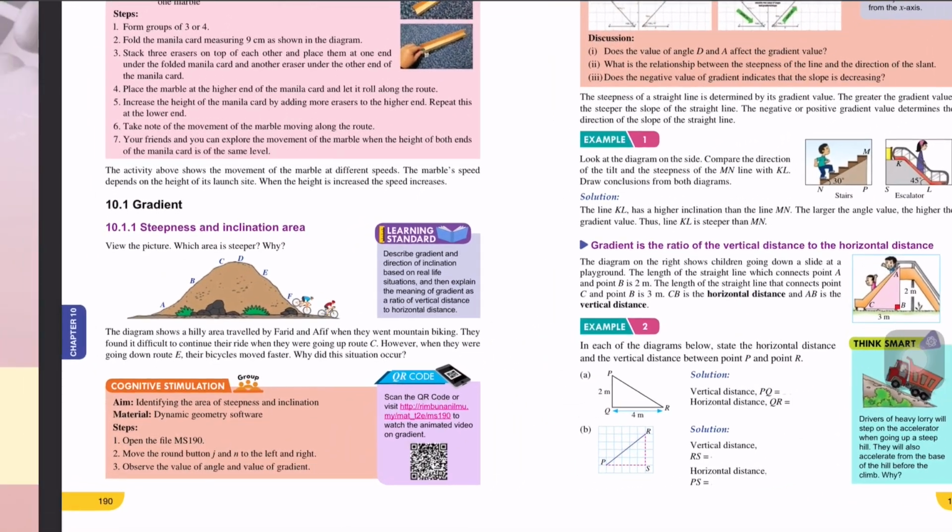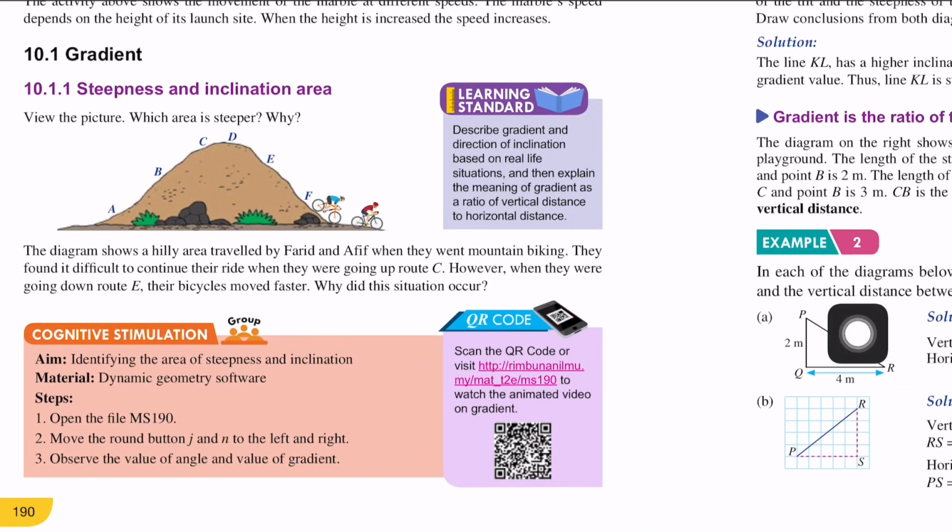So let's look at the first learning standard. Describe gradient and direction of inclination based on real life situation, and then explain the meaning of gradient as a ratio of vertical distance to horizontal distance.